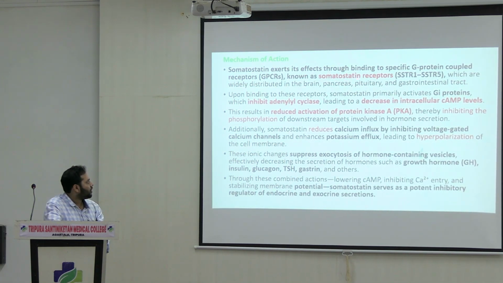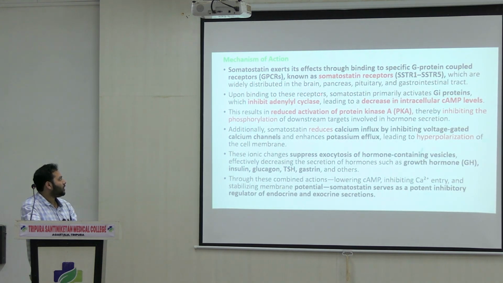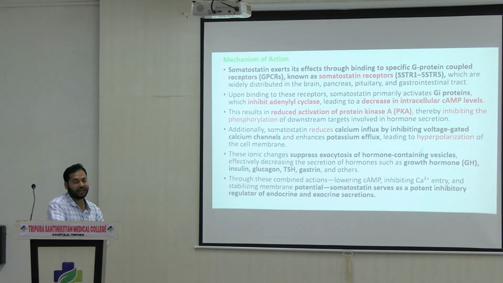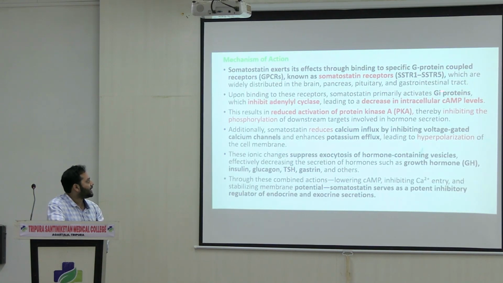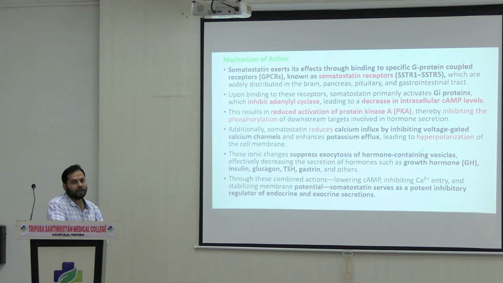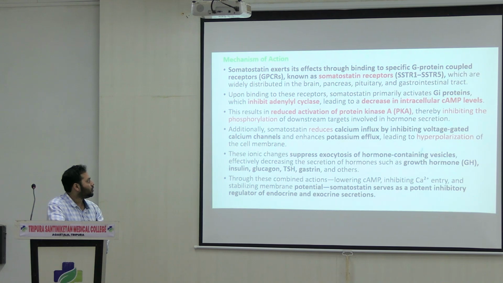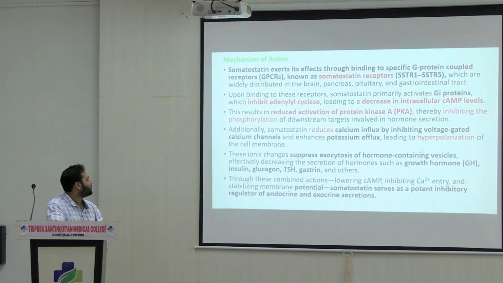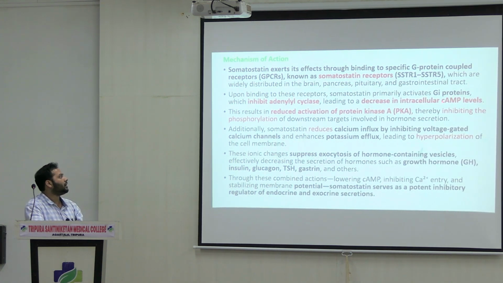Here it is known as the somatostatin receptor, and it is distributed in certain organs. If you look at the brain tissue, you will find this type of receptor in the pancreas, pituitary, and even the GI tract. And the most important thing, somatostatin primarily activates the G inhibitory protein, not G stimulatory. So activation of the G inhibitory protein inhibits adenylyl cyclase. In the previous case, it was the activation of adenylyl cyclase, but here it is the inhibition of adenylyl cyclase.